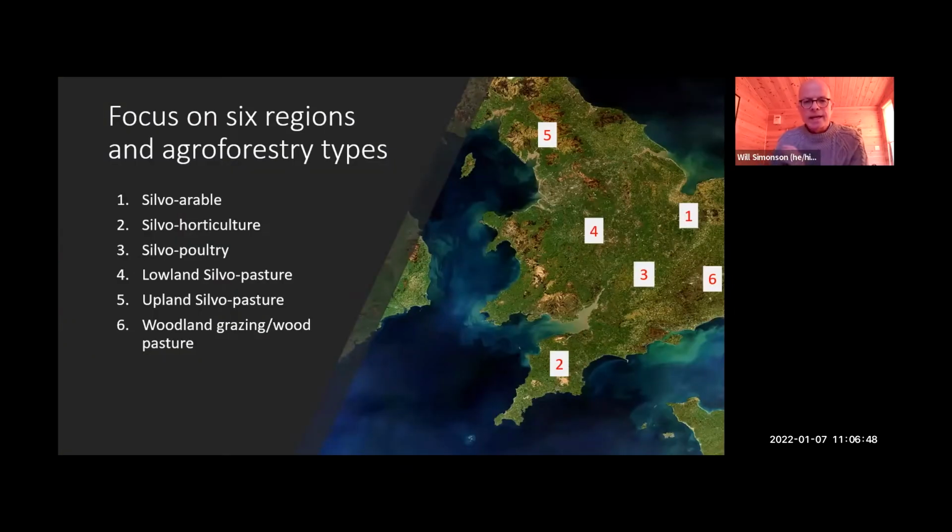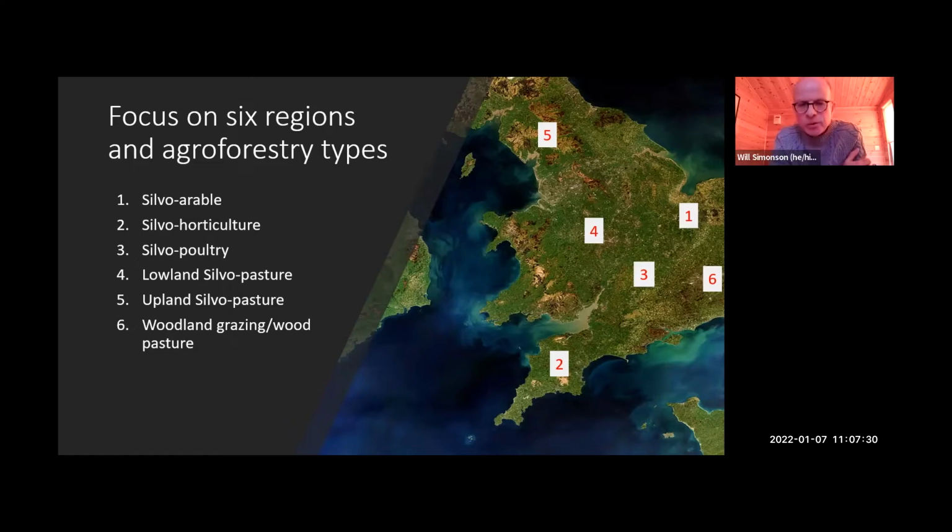Then we went about setting up 6 regional clusters. In each one there was one monitor farmer and 5 cluster farms. The idea was for each of these clusters to focus on a different type of agroforestry. So we have in the east silvoarable focus, and the southwest silvohorticulture. In the central area, silvopoultry, then lowland silvopasture in the Woodlands, upland silvopasture in the northwest, and then woodland grazing and wood pasture in the southeast.